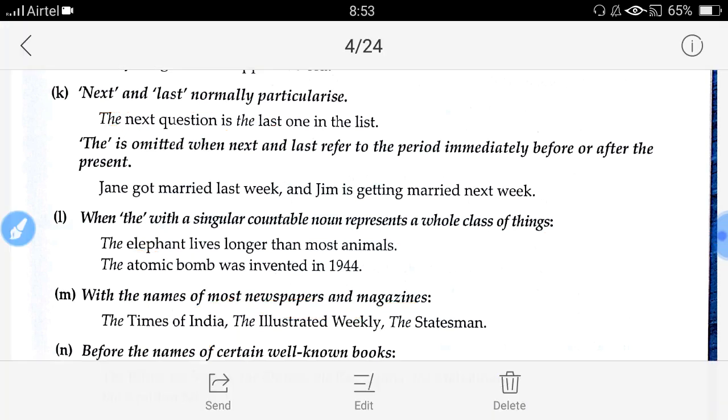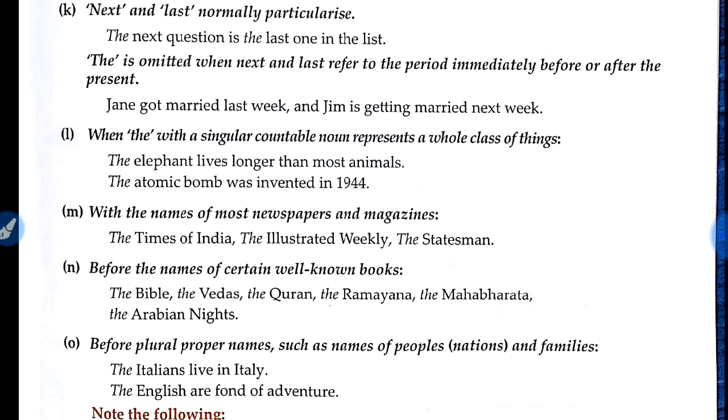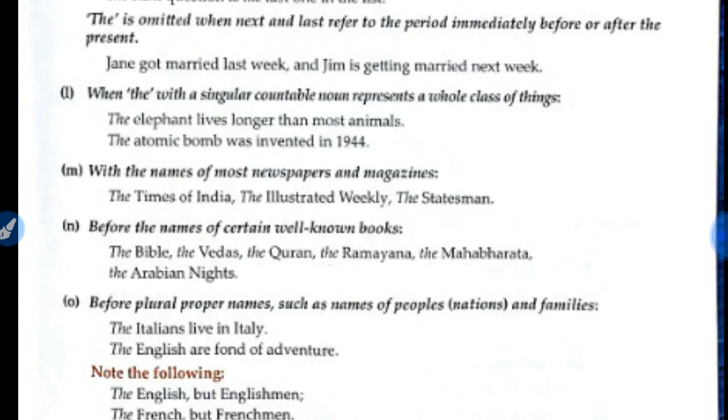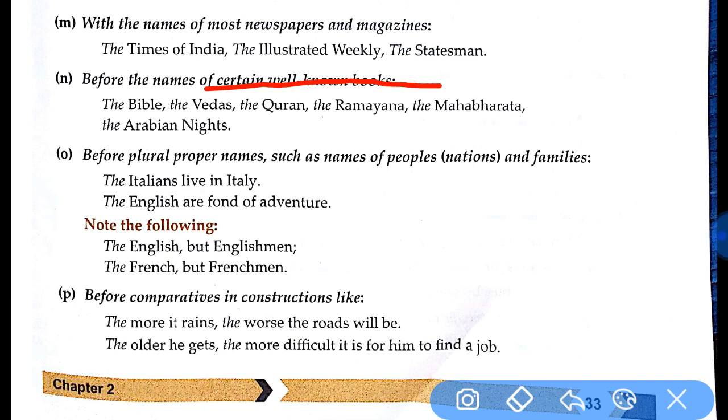Then we have before names of certain well-known books. Well-known books we have here. For example, the Ramayana, the Bible, the Vedas, etc. Next we have before plural proper names such as names of people, nations, etc. So the Italians, the English. So we have here the plural forms of it.